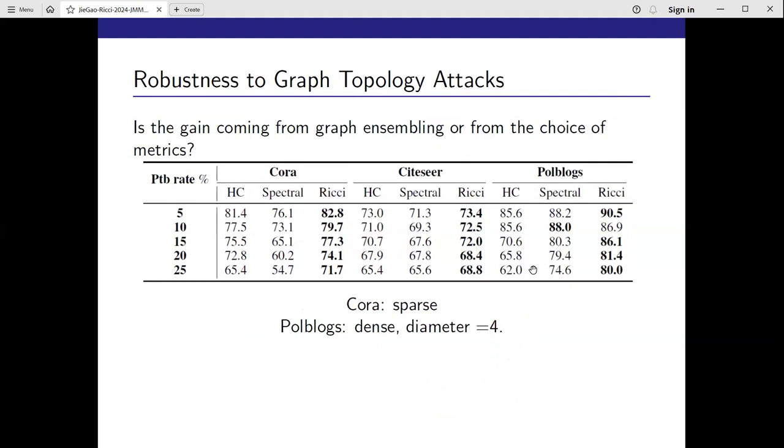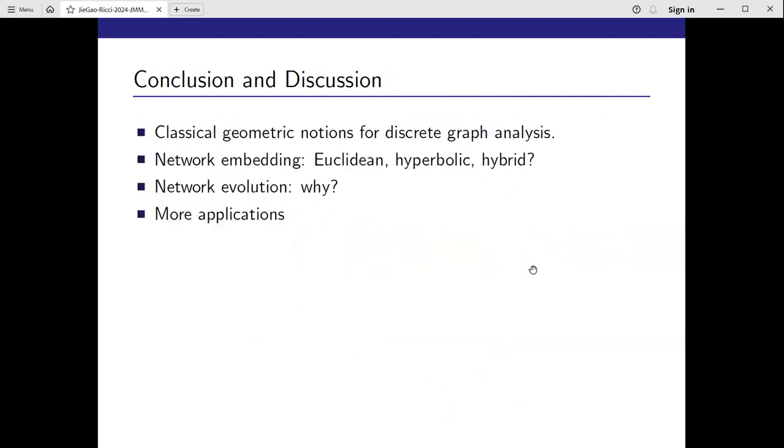Same thing, depending on different types of graphs. So this graph may have different sparsity or density. So the performance varies a little bit. Okay. So I want to pause here.